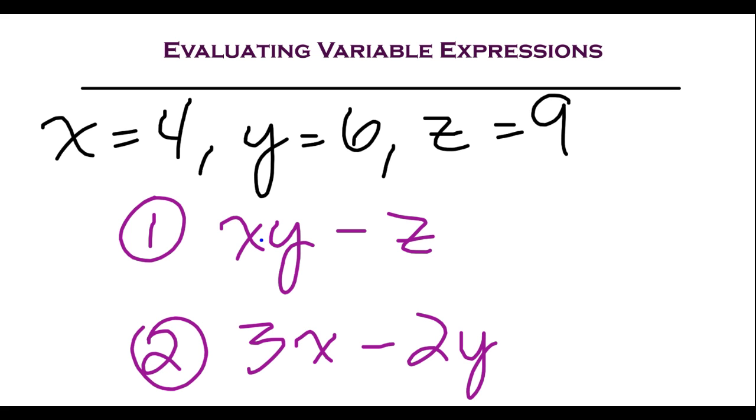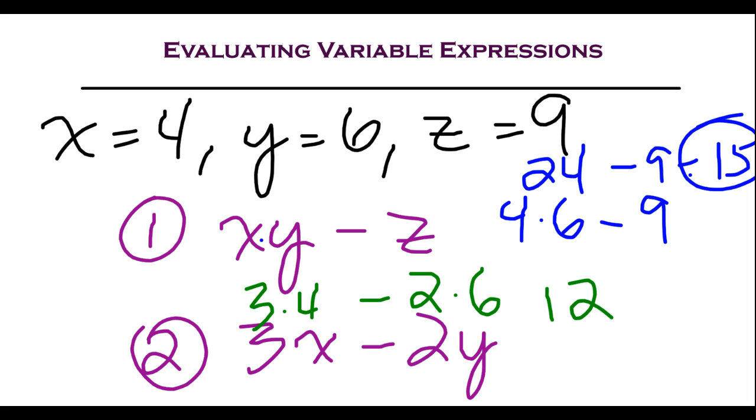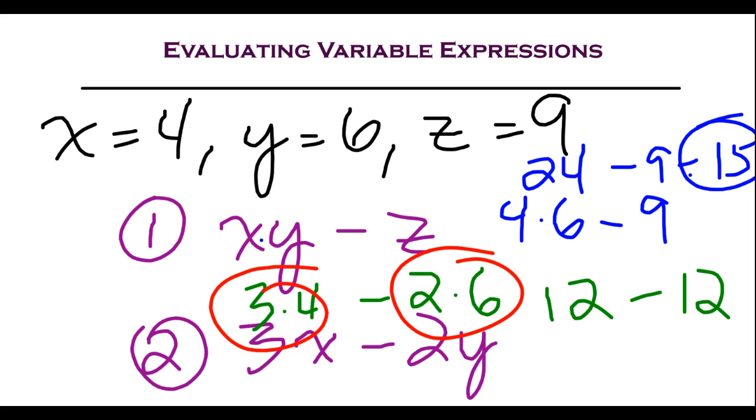So for the first one, xy is x times y. That's 4 times 6, which is 24. All that is subtracted by 9. So 24 minus 9 is 15. And for the one on the bottom, 3 times x, which is 3 times 4, is 12. Minus 2 times 6. 2 times 6 is also 12. Remember, order of operations. The groups come before the subtraction. 12 minus 12 is 0. So that's our introduction to variable expressions, writing them, terminology, and how we evaluate them when we give variables specific values.